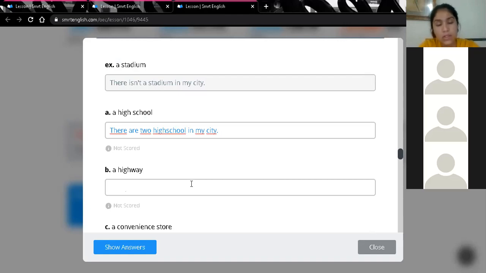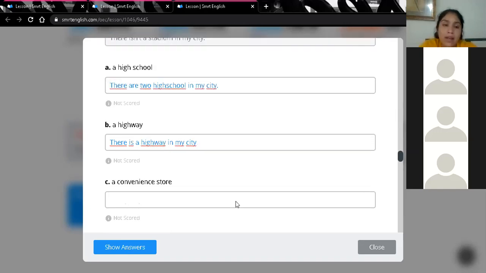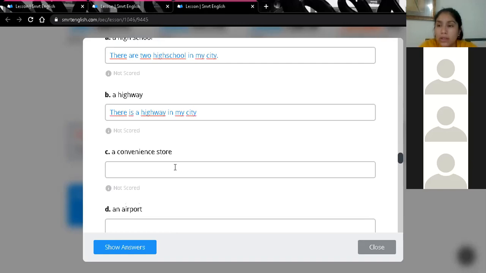Yes, there is a highway in my city. Okay. Roman, a convenience store. If there are many that you can count, you can say many instead of the exact amount, right? Yeah. There are many convenience stores in my city. Very good.